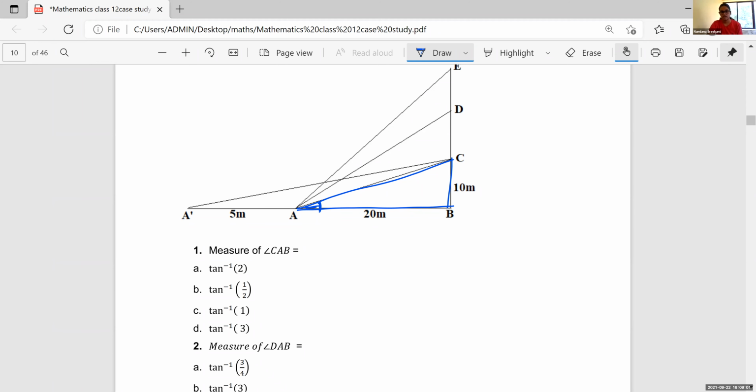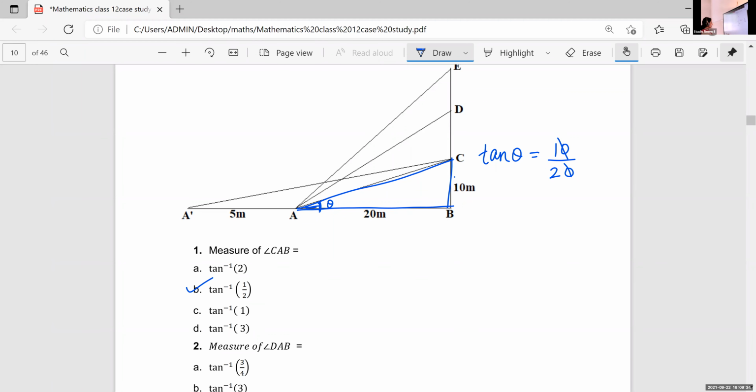BC and AB. That means it is opposite side and adjacent. So opposite and adjacent means which trigonometric ratio we have to consider? Tan. Suppose this is theta. So tan theta will be the same as opposite by adjacent. If you cancel this, it is 1 by 2. Therefore, what is theta? It is tan inverse of 1 by 2.